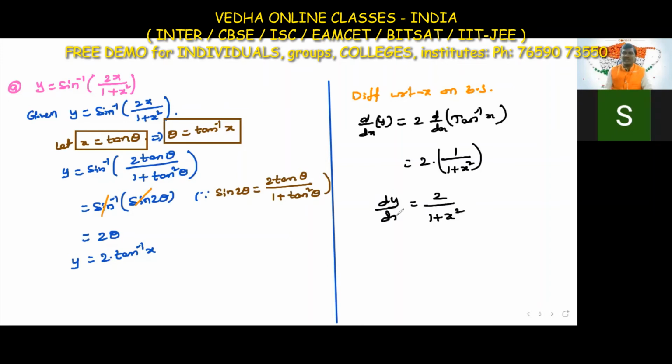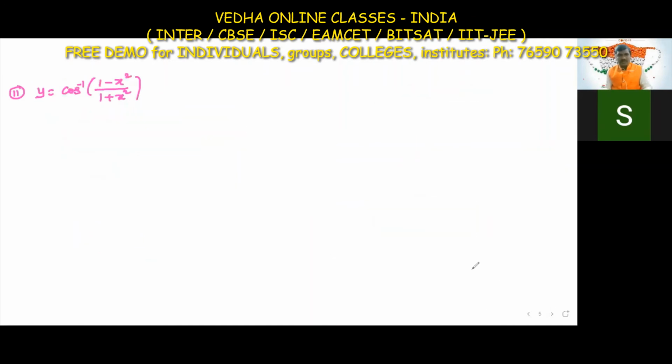This is the required derivative. On the right side we have the differentiation part; the remaining part is only simplification. Here we applied the formula d by dx of tan inverse x is equal to 1 by 1 plus x square. This is the formula. So now we go to the next question.